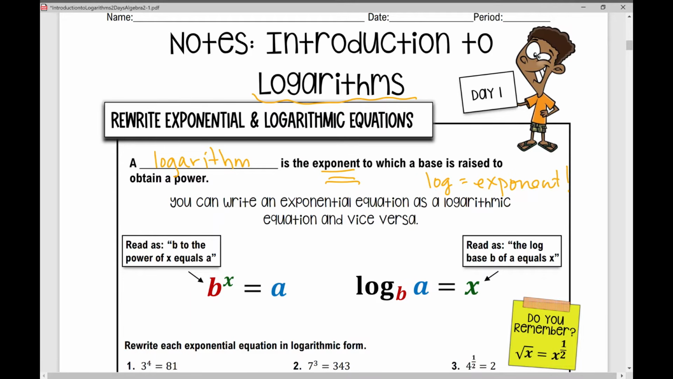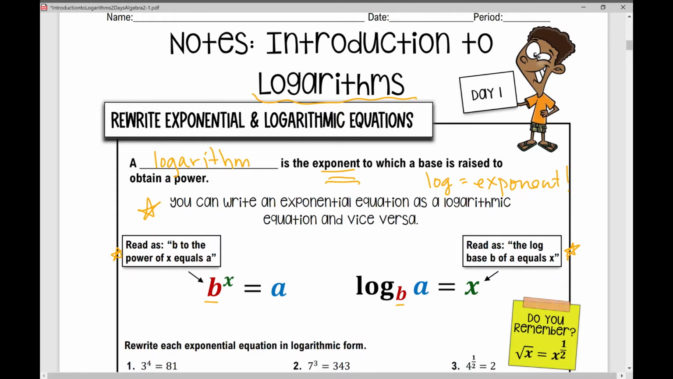The first thing that we're going to do when we're talking about logarithms is rewrite exponential and logarithmic equations. You can write an exponential equation as a logarithmic equation and vice versa. So we're just going to practice rewriting these equations. If you look at this one over here, this is an exponential equation, and it's read as b to the power of x equals a, or b to the x power equals a. Over here, this logarithmic equation is read as log base b of a equals x. As you can see, the b is the base in both equations.